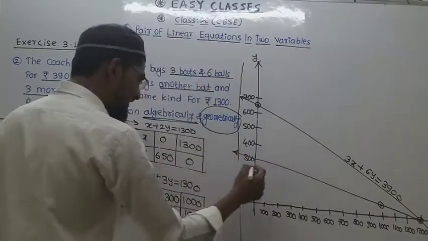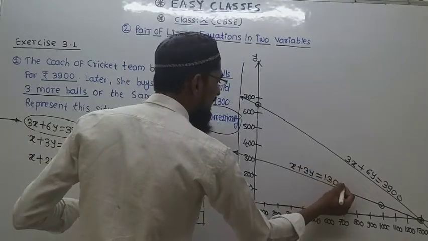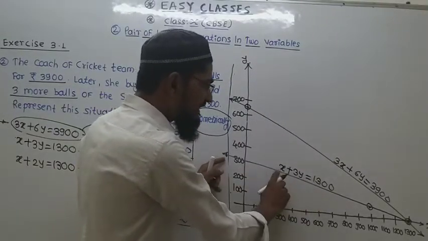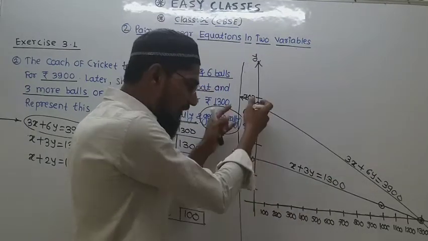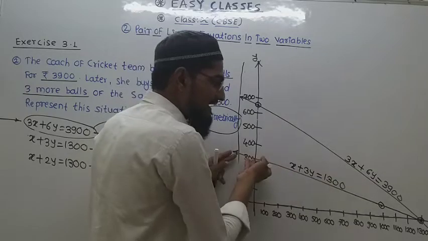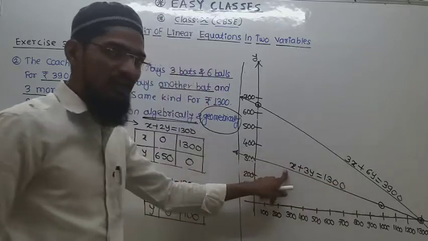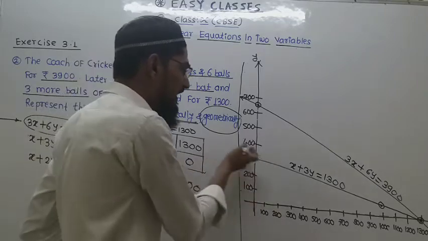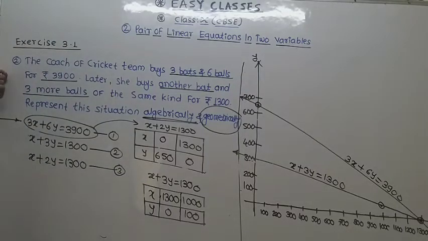Now the equation of that line is x plus 3y is equal to 1300. It may be going from 300 or any point. It is not a straight line. Due to lack of instrument, I have been unable to draw a straight line. So you draw and you can identify from where it is going. So now we have completed the second question of exercise 3.1.